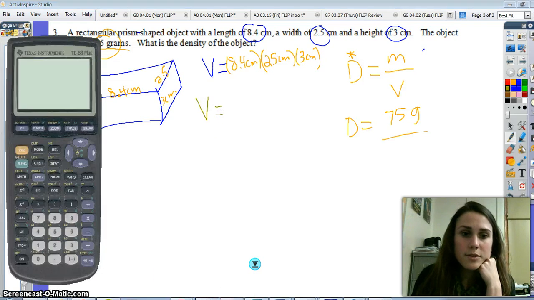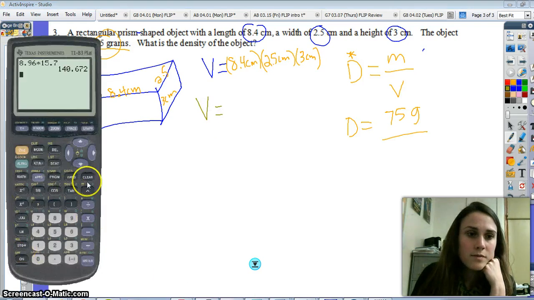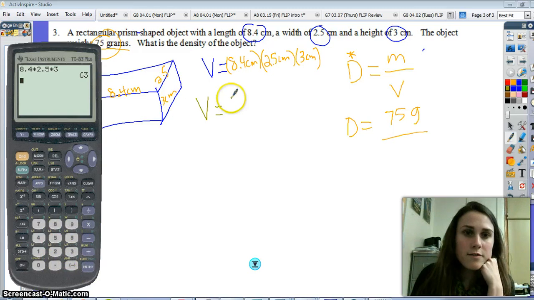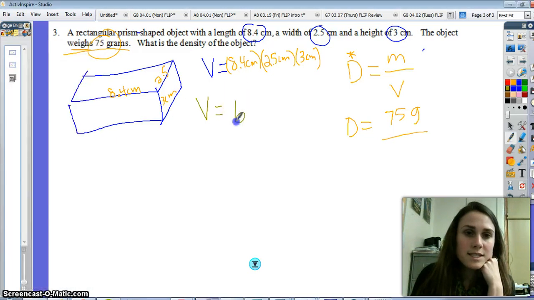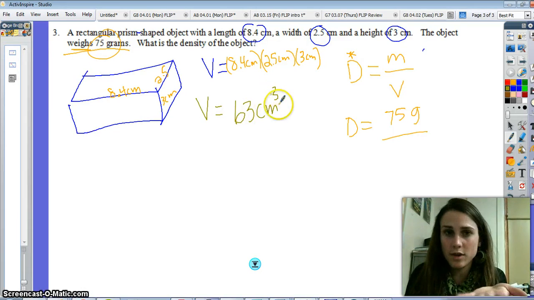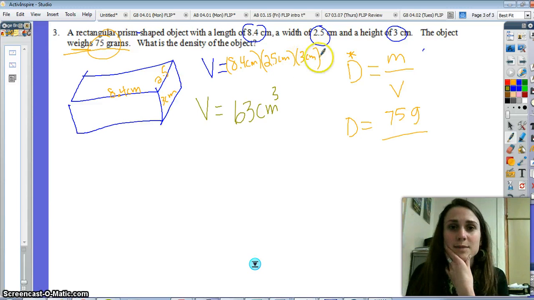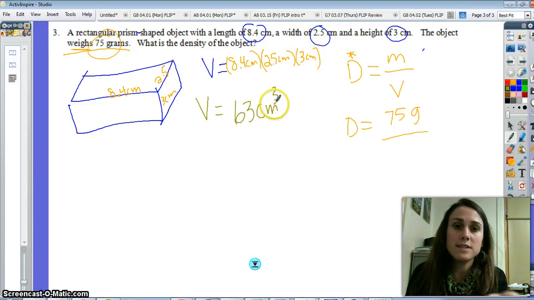Let's multiply those 3 numbers. 8.4, I'll race you. Can you find the answer faster than I can? Oh my gosh, the volume is a nice, pretty 63 centimeters cubed. Volume is in cubic units. I have a centimeter times a centimeter times a centimeter, or a centimeter multiplied by itself 3 times, cubed. Great, let's plug that in here.